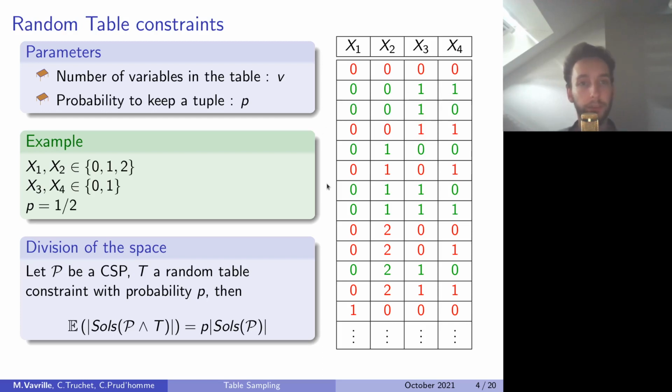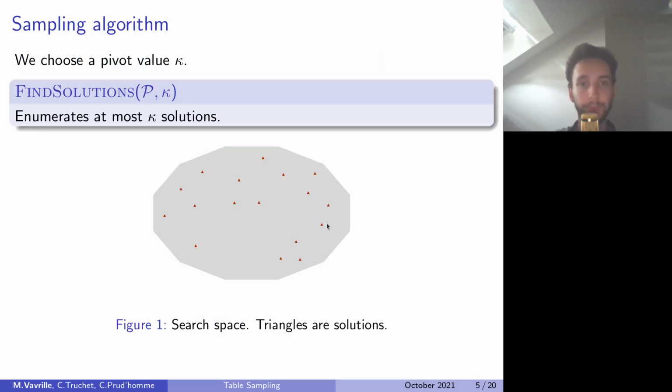The reason we generate these random tables is because we want to reduce the search space and the solution space. And this is the property shown in the last blue block. So if you have a CSP and you add a random table generated with probability p, then on average, you will reduce the number of solutions by a factor p. That's what we're interested in, because we can't enumerate all the solutions, so we have to reduce the search space.